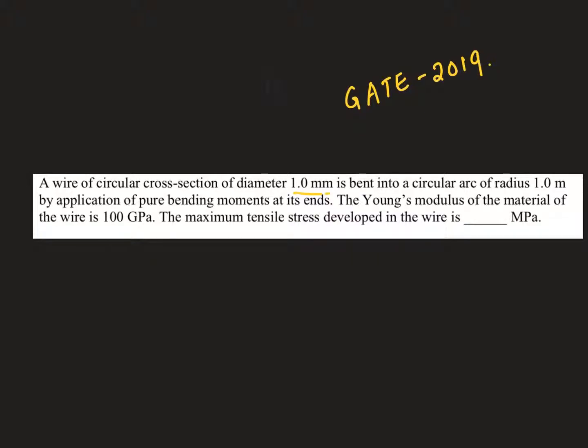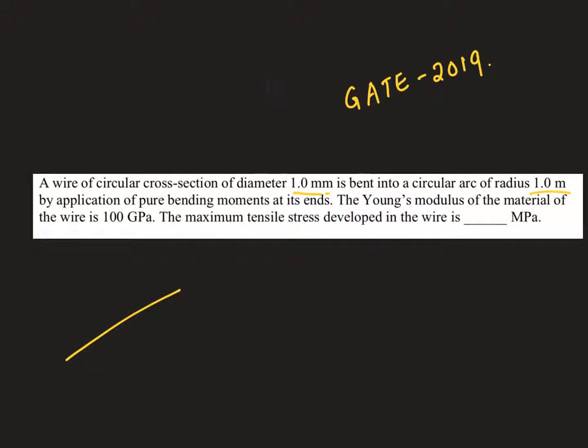So here we have a small wire which is of diameter 1 mm. It is bent into a circular arc of radius 1 meter. See, this is where paying attention to details is crucial. Here you can see 1 mm and 1 meter, so you have to be very careful. You can't just simply take the numbers like it was of diameter 1 mm and then it was bent into a circular arc of radius 1 meter. It is not like that.